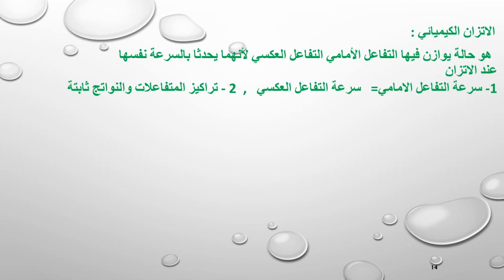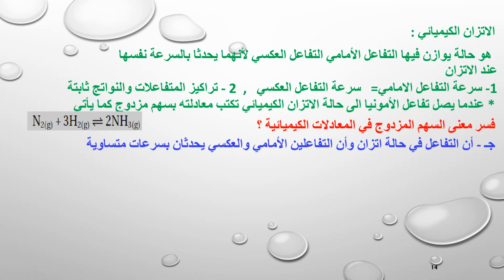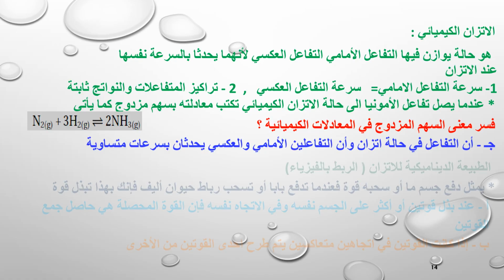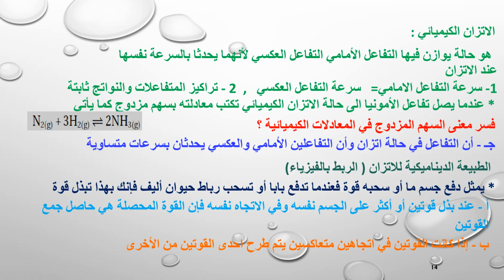Chemical equilibrium is a state where the forward and reverse reaction rates are equal, and the reactant and product concentrations are constant. The double arrow in chemical equations indicates that the reaction is at equilibrium, and that the forward and reverse reactions are occurring at equal rates, which is a state of dynamic equilibrium. This relates to physics, where forces in opposite directions are balanced.